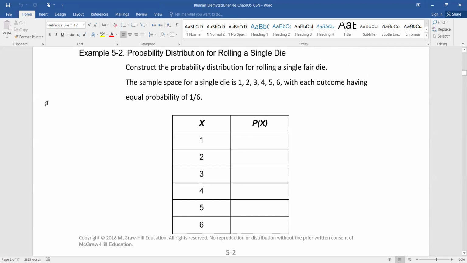Probability distribution for rolling a single die. So we'll construct a probability distribution for rolling a single fair die, no loaded die here. The sample space for a single die, again, is either a 1, a 2, a 3, a 4, a 5, or a 6, with each outcome having equal probability of 1/6. So if it's a fair die, each one of these probabilities has a 1/6 chance of happening.